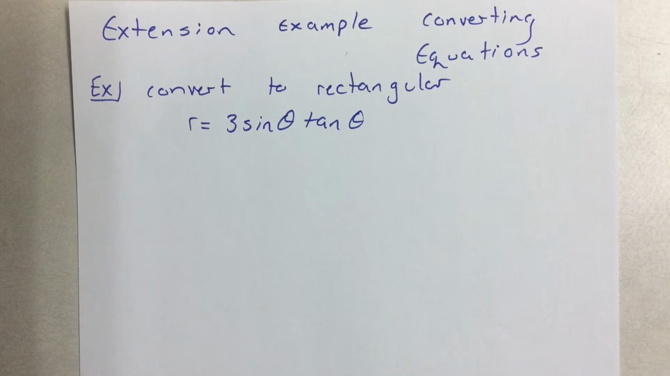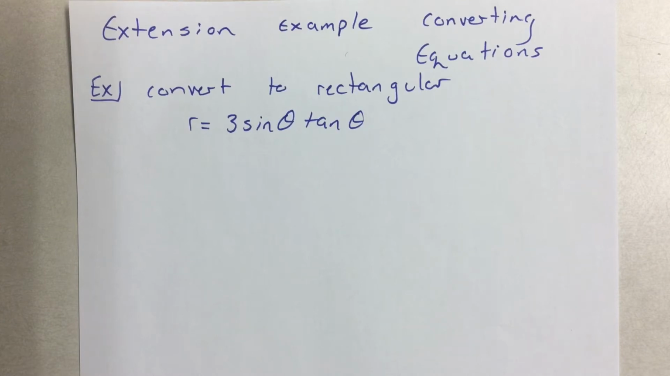Okay, so you have seen some rather simple examples where a polar equation turns out to be a very, very simple rectangular equation, such as a linear function or a circle. Here is a more complex, more time-consuming example, where we have a simple polar equation, but the rectangular equation we get from it isn't as clean. So we have r equals 3 sine theta tangent theta.